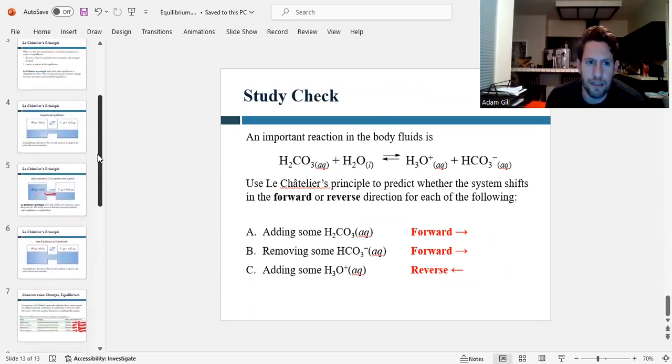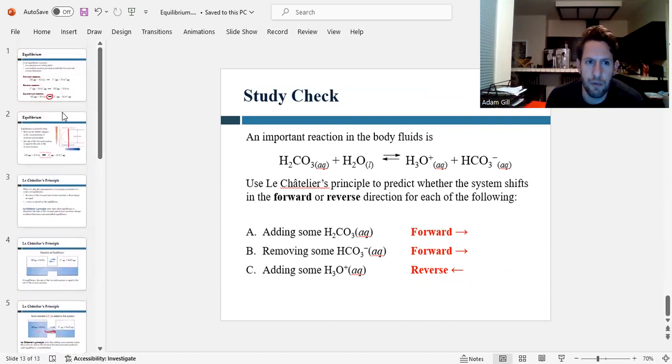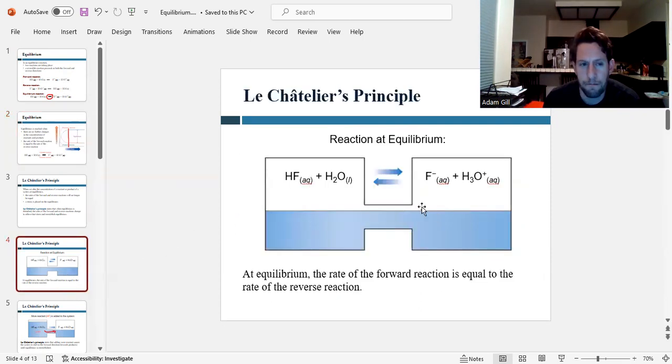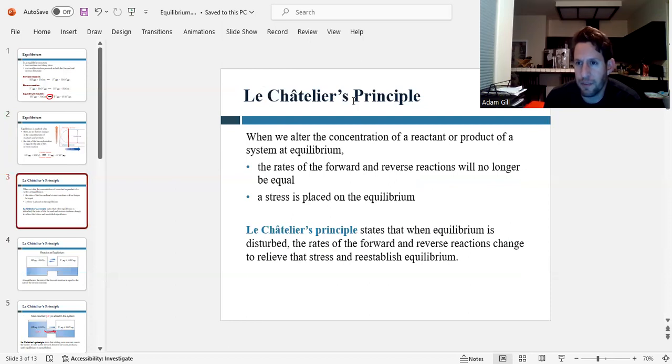So once again, equilibrium is when you have a reversible reaction, and equilibrium is established when the concentrations of reactant and product are stabilized. The rate of the forward reaction equals the rate of the reverse reaction, just like the water tanks. And Le Chatelier's principle states that if you stress the equilibrium system by either adding more reactant or adding more product or removing reactant or removing product, equilibrium will always reestablish.